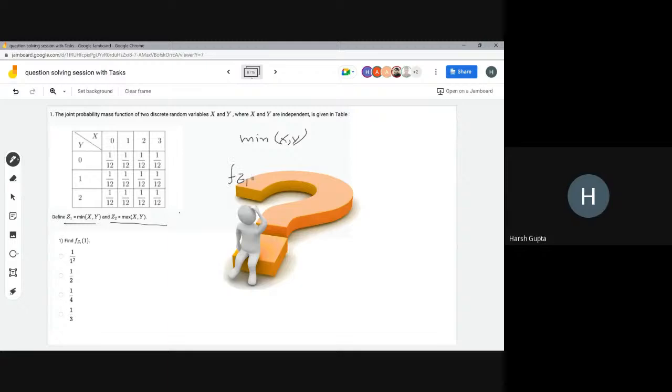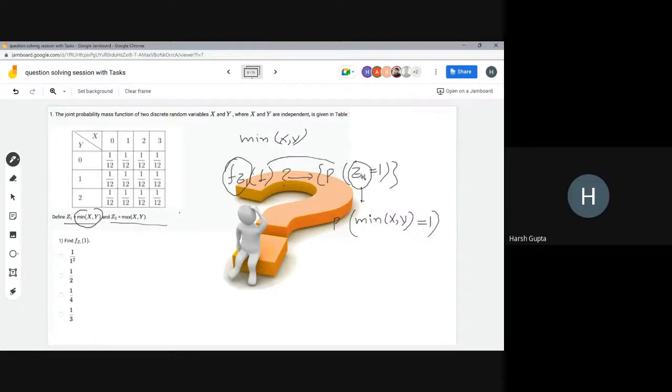Fz1, where z1 is the minimum, fz1 of 1. This is not any kind of hint, but it is important: if you write this in simple terms, it is the probability that z1 equals 1, right? We can write it like this because this term is confusing, at least I feel it is confusing. So I always prefer to write fz of 1 as the probability that z1 equals 1. And what is z1? Z1 is the minimum of x comma y. So this becomes the probability that minimum of x comma y equals 1. Same approach as we discussed earlier, we need to find this probability that z1 equals 1.